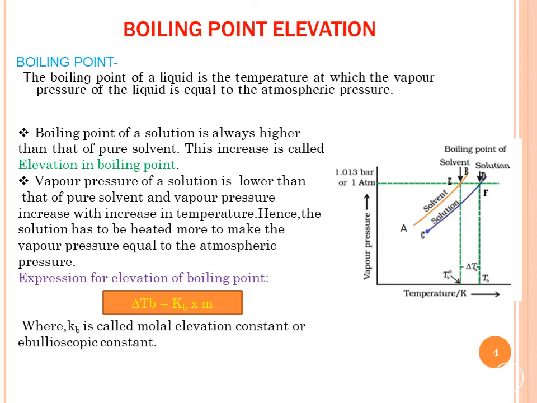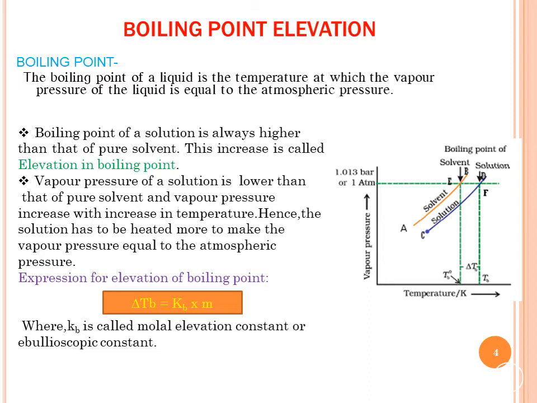Now the reason for this elevation of boiling point is explained here. Now we will see this with the help of this plot of vapor pressure versus temperature. Now see this carefully. See students, we have taken temperature on the x-axis and vapor pressure on the y-axis. Now see, this dotted line above represents the atmospheric pressure.